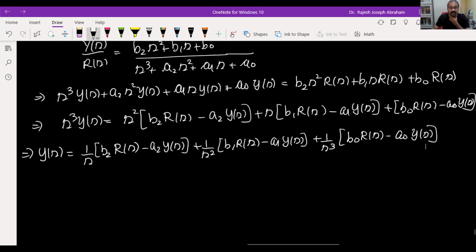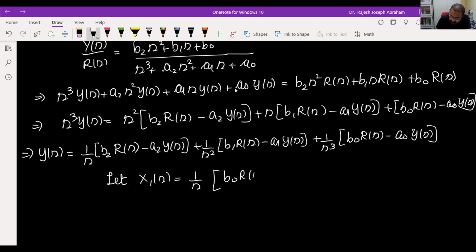Now we have to define our state variables. I will define state variables in this way. Say let x1 of s is equal to 1 by s into b0 r of s minus a0 y of s. If x is to be a state variable, then there should be an x dot term. What is the standard form? x dot equal to ax plus and so on. So if x is a state variable, its first order derivative must be there.